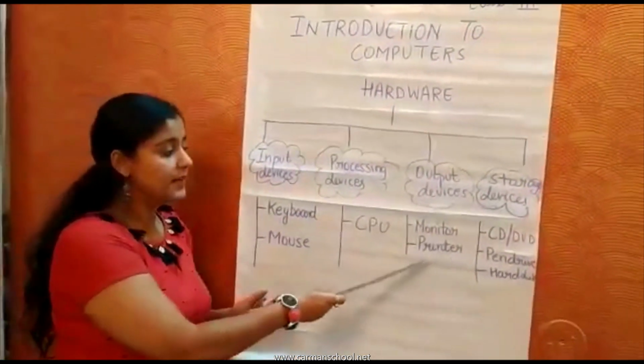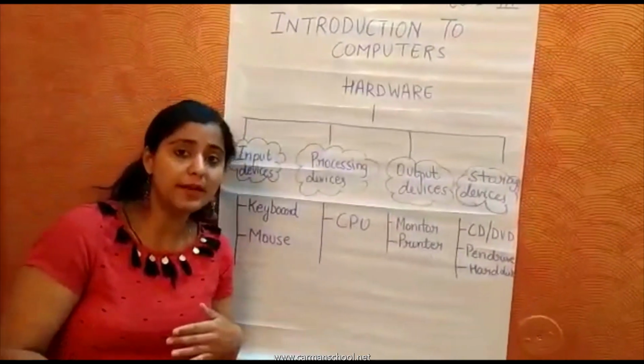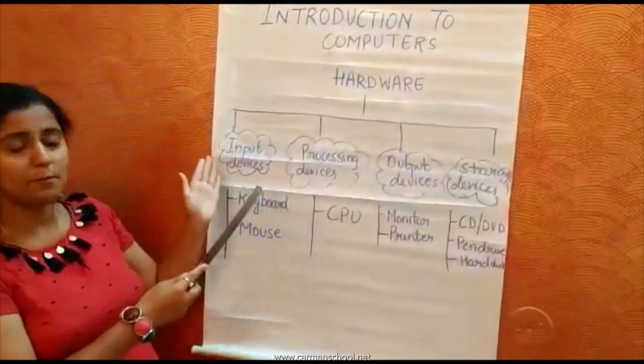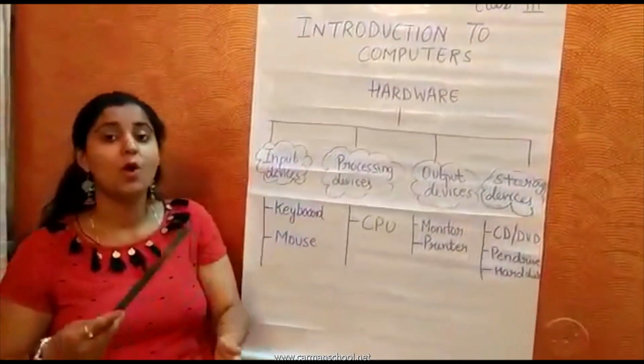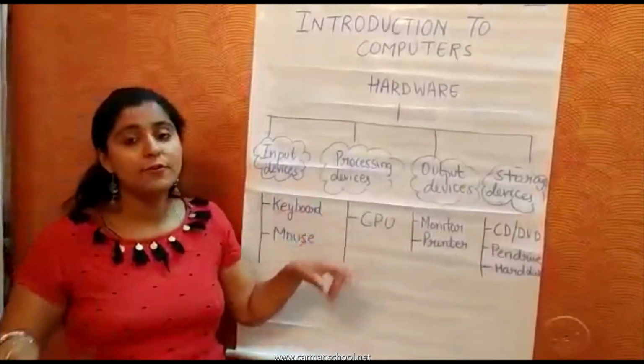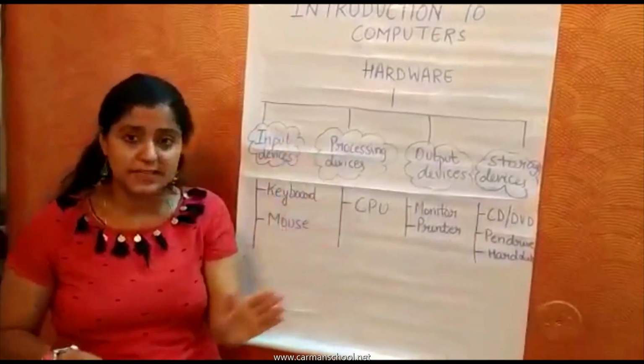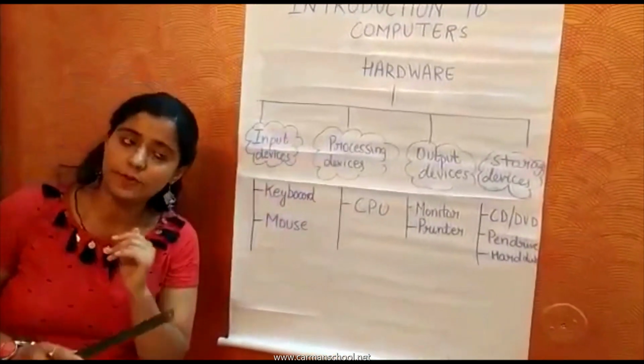Printer does what? You give a command to the printer that you want the soft copy of your letter on the computer turned into a hard copy. What happens? On an A4 size sheet, a printed letter will come in front of you.